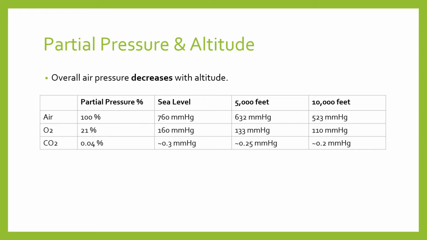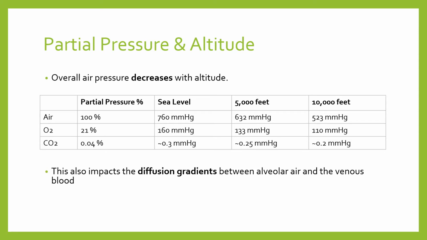So what you can see happening as we go up in altitude is that the partial pressure of oxygen and the partial pressure of carbon dioxide are decreasing. Overall air pressure decreases with altitude, and so do all the partial pressures. So what does this mean? This is going to impact the diffusion gradients between the air in the alveoli and the venous blood, that's the blood being returned to the heart and pumped to the lungs.